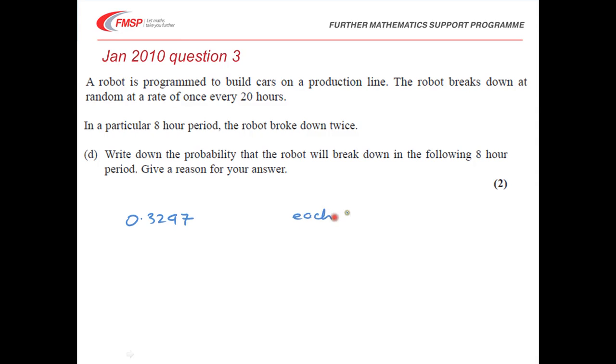So we know that each 8-hour period is independent. So it doesn't matter what's come before. So the probability that the robot will break down is independent of what's happened previously in a previous 8-hour period. So that's why the answer there is exactly the same as it would be in part B. Now, of course, if you got part B incorrect, as long as this was correct, you would still pick up potentially both of the marks for this. So Poisson events are independent is fundamentally what we're looking for here.